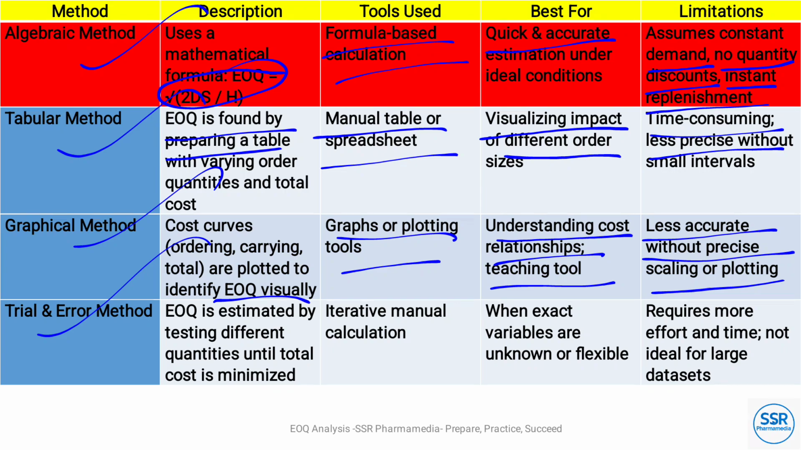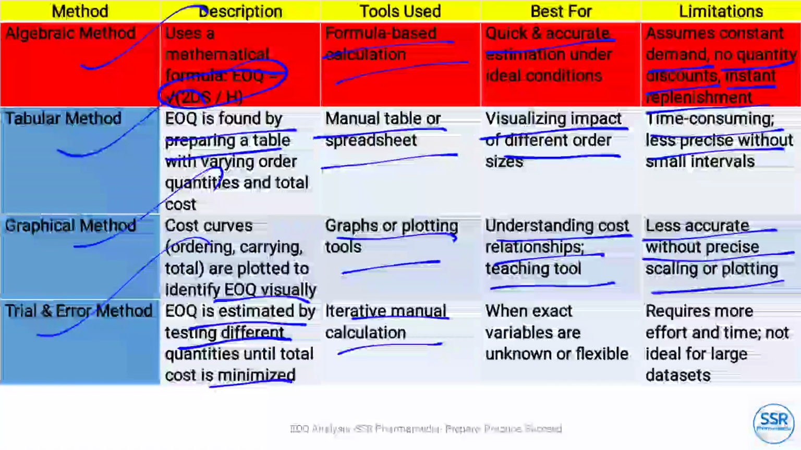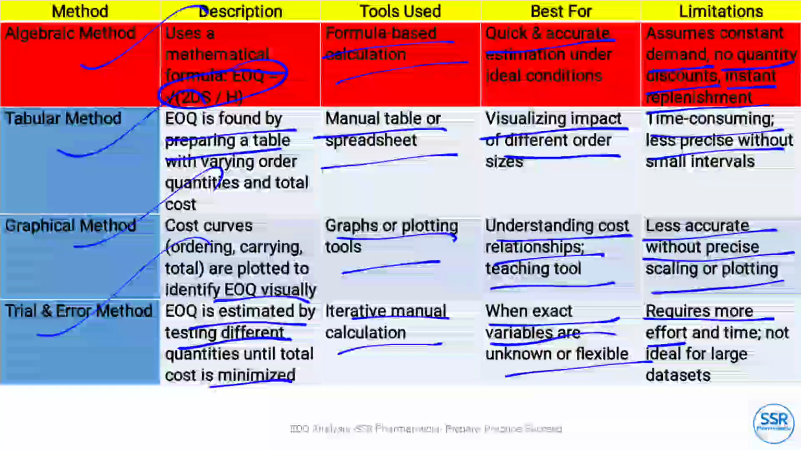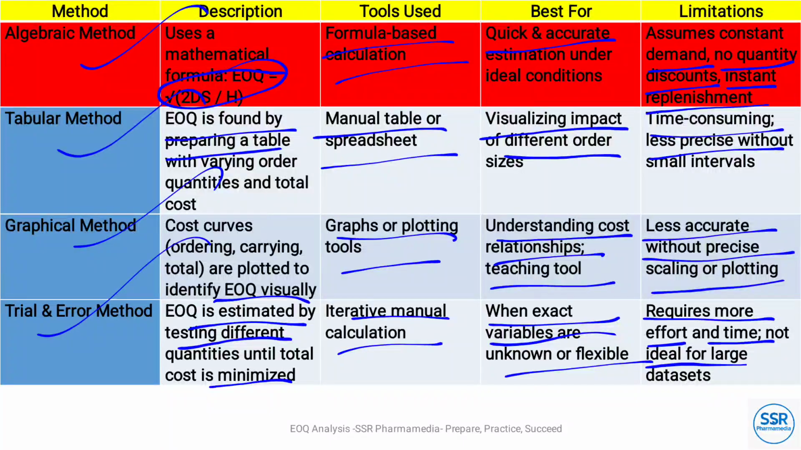And the last method, trial and error method: EOQ is estimated by testing different quantities until total cost is minimized. Tools used are iterative manual calculations. It is best when exact variables are unknown or flexible. The limitations are that it requires more effort and time, and is not ideal for large data sets.